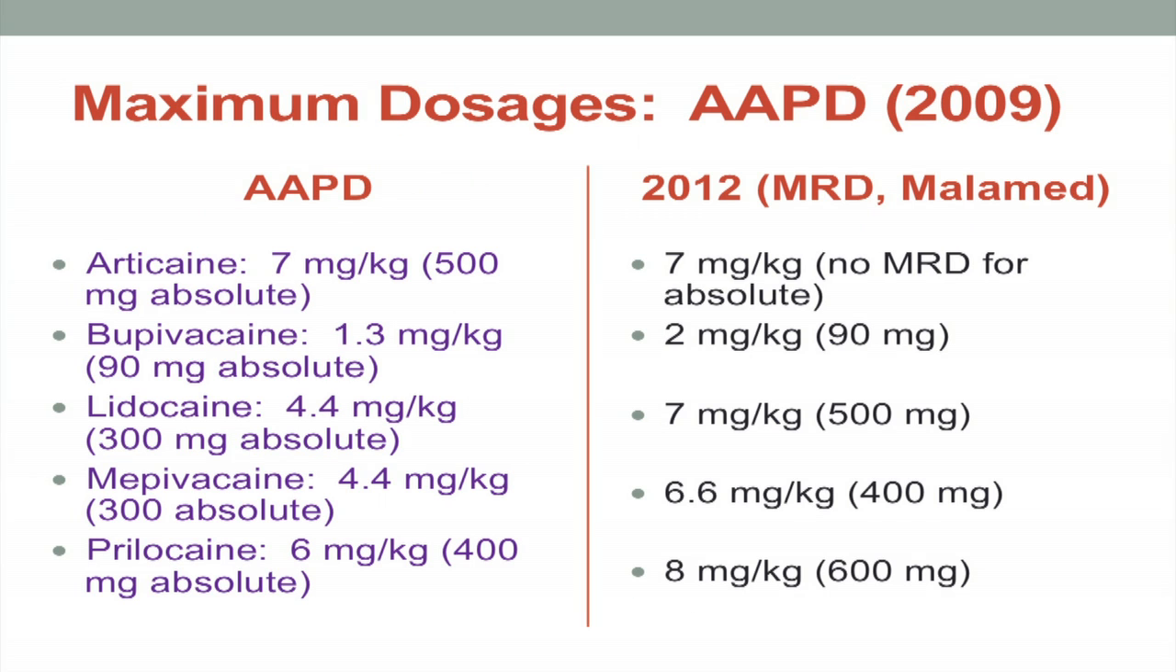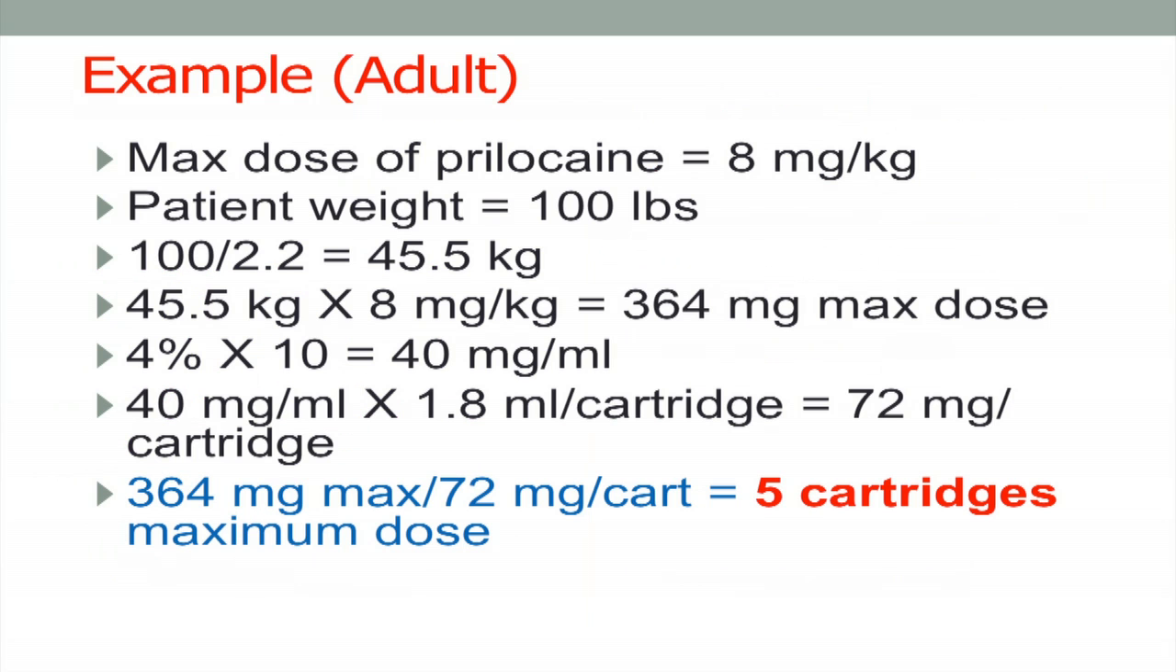According to the American Academy of Pediatric Dentistry, the maximum dosages remain at the lower values, and I continue to recommend the AAPD dosages for children because they are conservative and reduce the likelihood of toxicity, particularly in cases in which sedative drugs are used. Here's an example of a dosage calculation for a small adult patient.